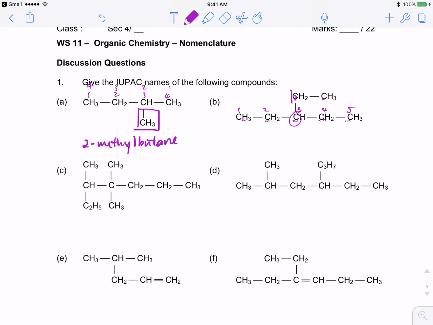So what do I call this substituent? It is actually the ethyl substituent. It's like ethane, but chopped onto the molecule, like how methyl is like methane, but chopped onto the molecule. So this will be called 3-ethylpentane.